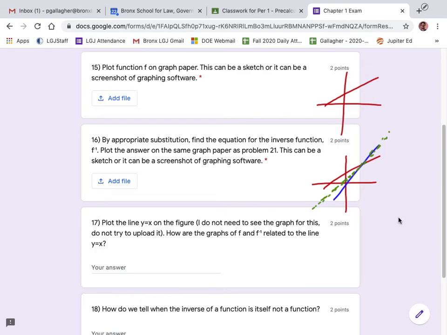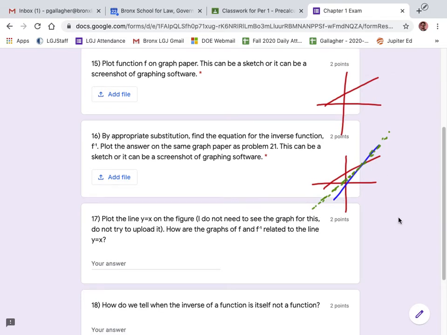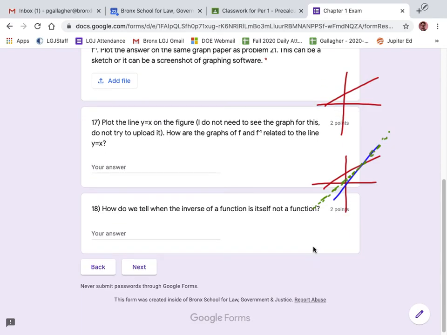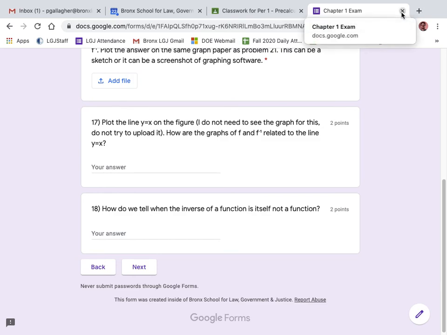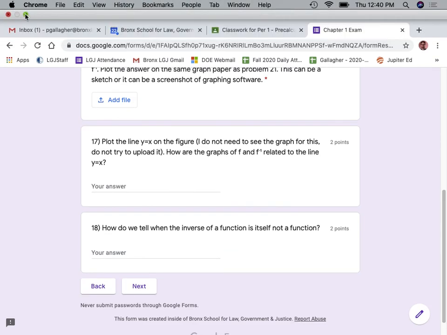How are the graphs of f and f inverse related to the line? There are reflections over them. 18, how do we tell if an inverse of a function is itself not a function? That can be a horizontal line test on the original, or it can be a vertical line test on the inverse, either one of those. And the last question, anything you put, worked. I just wanted to see what you put, and I hope that you learned something from this, because a test is still another opportunity to learn.